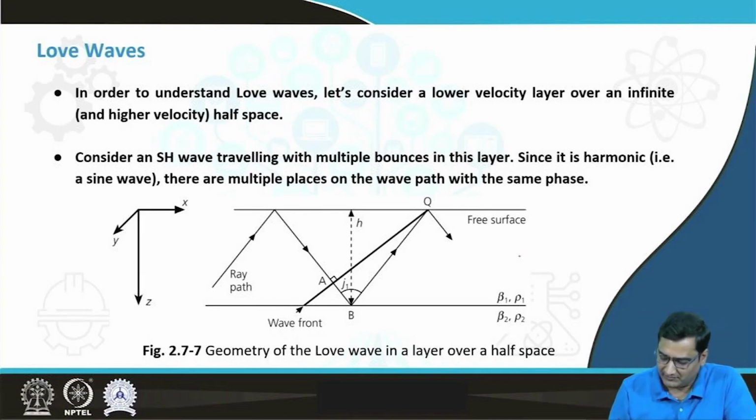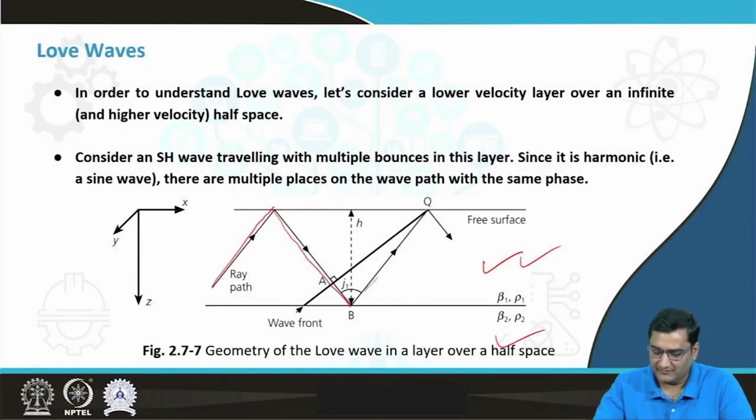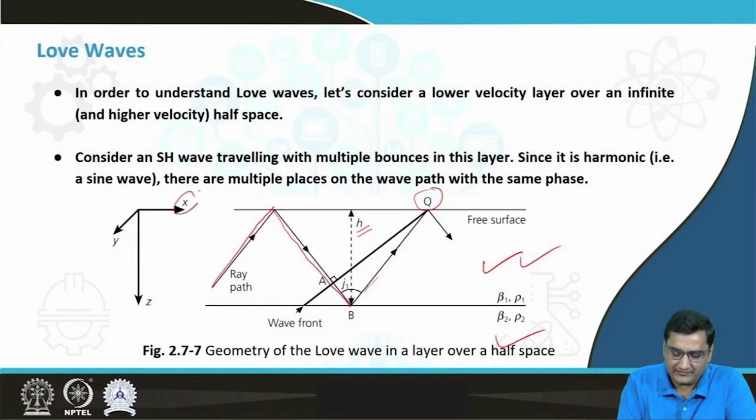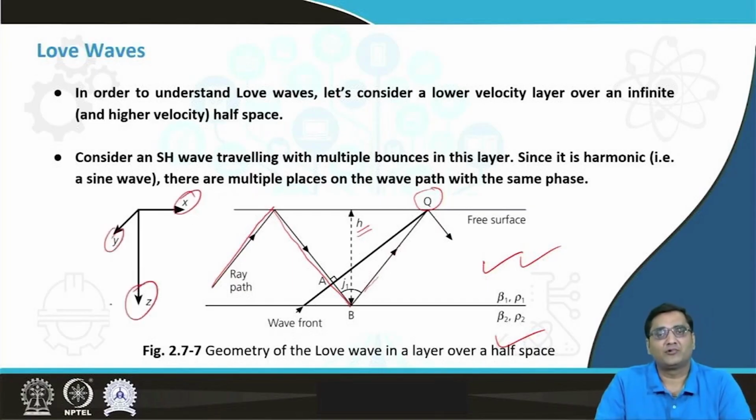You can see in this picture there is an SH wave that is moving and bouncing off the surface. Then there is this boundary, a contrast between the low velocity layer above and the high velocity half space below, and it reflects back from this contrast and is observed at the point Q. There is this small h term, which defines the thickness of this layer, and we are again considering the orthogonal coordinate system, X, Y and Z, where Z is positive downward.